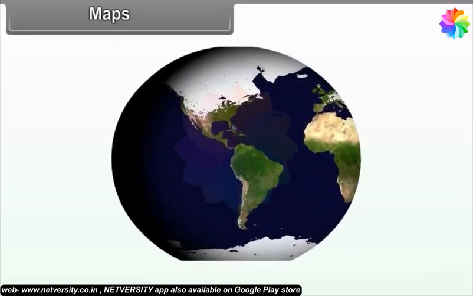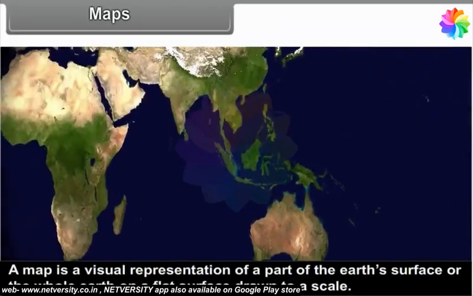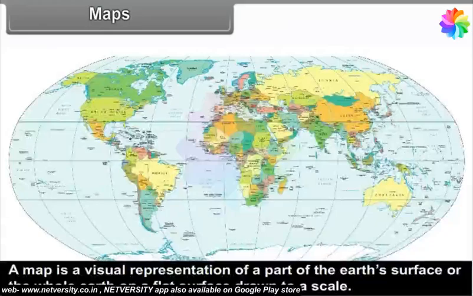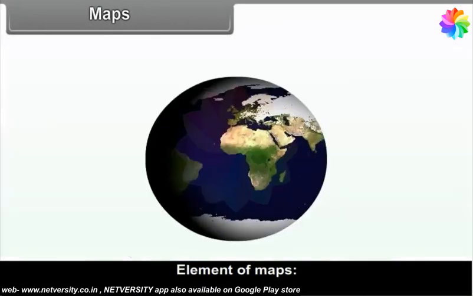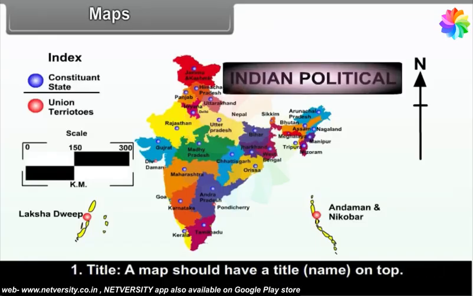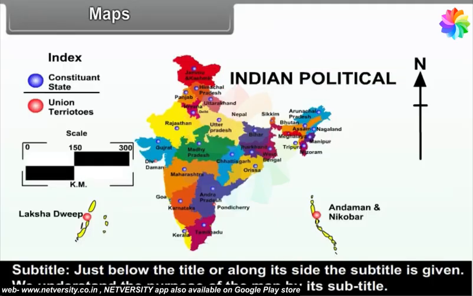(9.2) Maps. A map is a visual representation of a part of the Earth's surface or the whole Earth on a flat surface drawn to a scale. Elements of maps. All maps have a series of common elements known as essential components of the map. They are listed below. Title. A map should have a title, a name on top. Subtitle. Just below the title or along its side, the subtitle is given. We understand the purpose of the map by its subtitle.